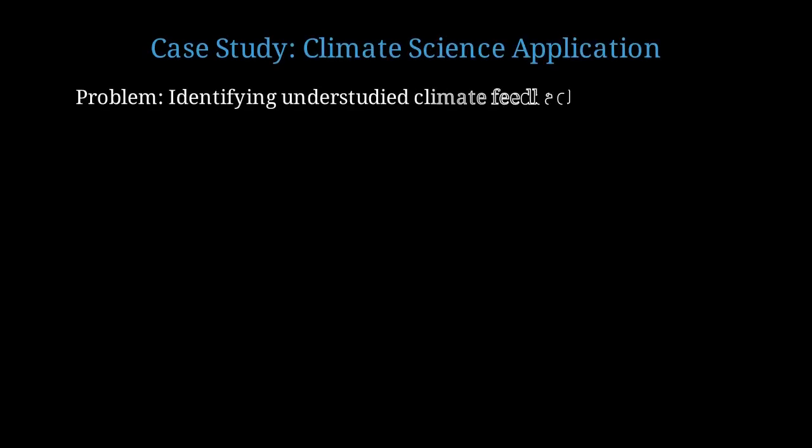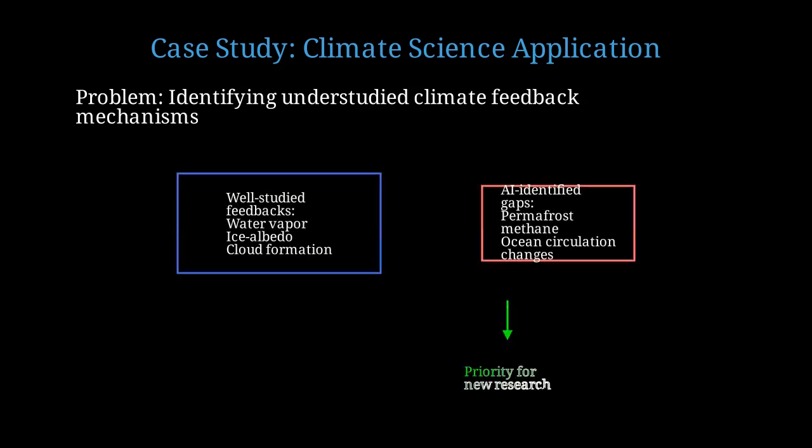Let me share another detailed case study, this time from climate science. Climate scientists wanted to identify understudied feedback mechanisms that could significantly impact climate models, but received little research attention. The AI identified permafrost methane release as critically understudied relative to its potential impact, with only 200 papers compared to 5,000 on water vapor feedback.